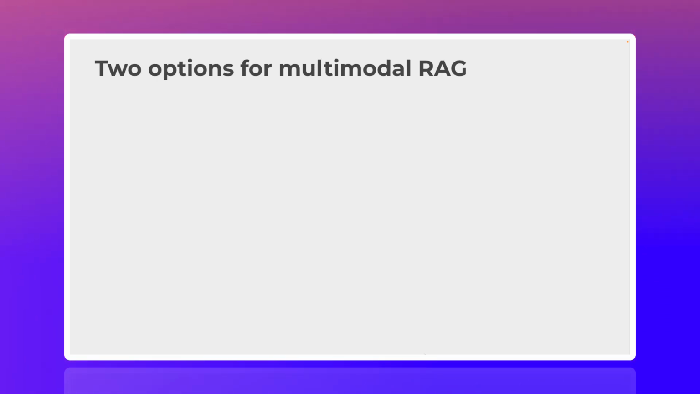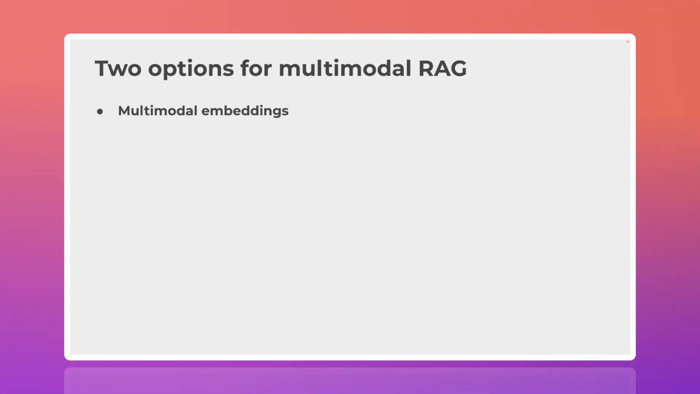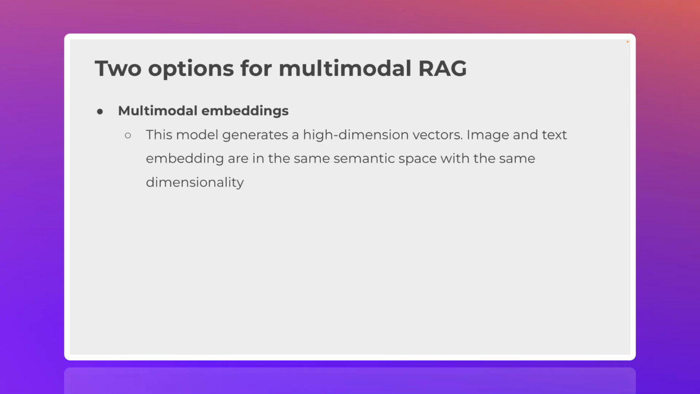Now, when it comes to multimodal RAG, we have two options. The first one is multimodal embeddings. This is responsible for generating vectors, usually 1408 dimensional, so very large, from inputs that can include a mix of images, text, and video data. These embeddings place both image and text data into the same semantic space. That's very important. All of this is put into the same semantic space, meaning they share the same dimensionality. Now, why is this important?